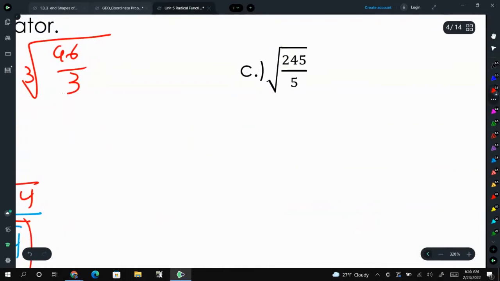Right, here we are in square root land. So can we do 245 divided by 5? We get the square root of 49, which we know is a perfect square, and we get 7.